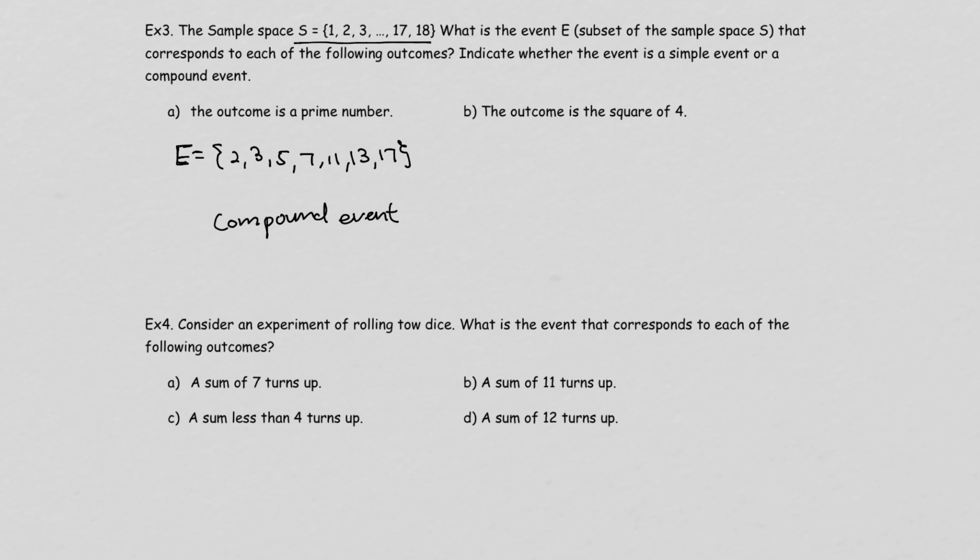What about the second case? The second case is asking the outcome is square of 4. Square of 4, 4 is not included. 4 square, when we do that, this gives you 16. So this time you have only one event out of the sample space. So this one is called a simple event since you only have one element.